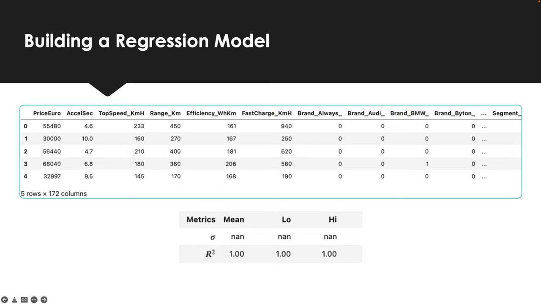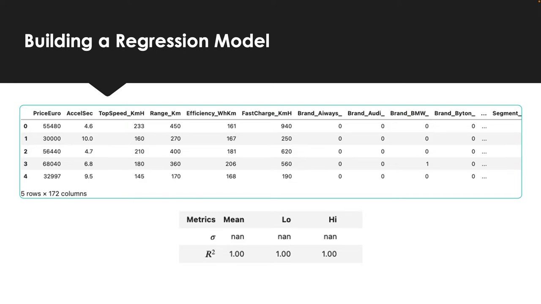Next, we can look at building a model. So for my null model, I decided to include all features. Including these categorical features resulted in 172 total columns. And when I ran the model, it came back with an R squared of 1, which I thought was a little odd, especially since the sigma values did not calculate as numbers.